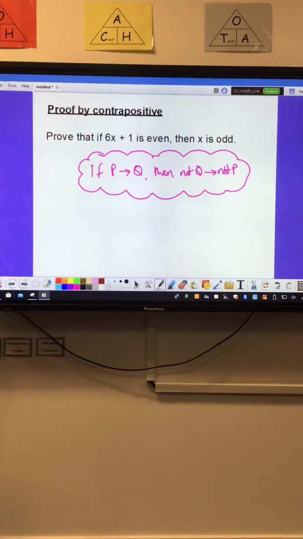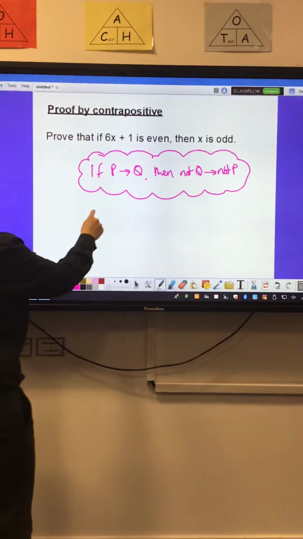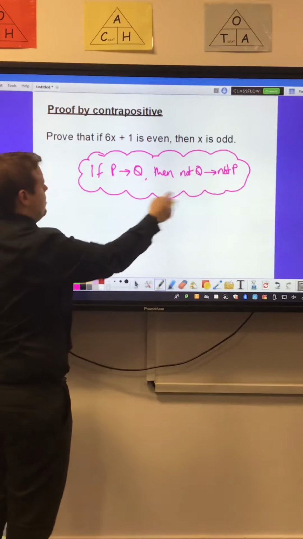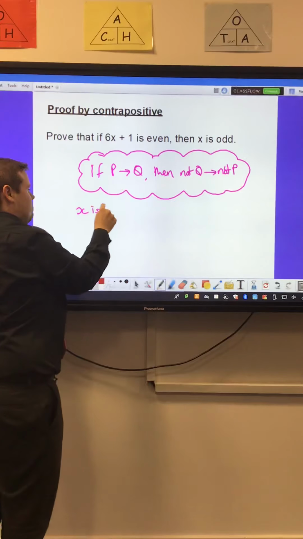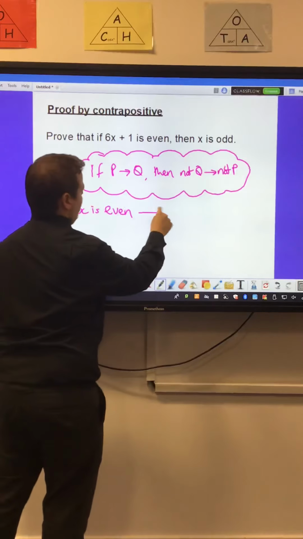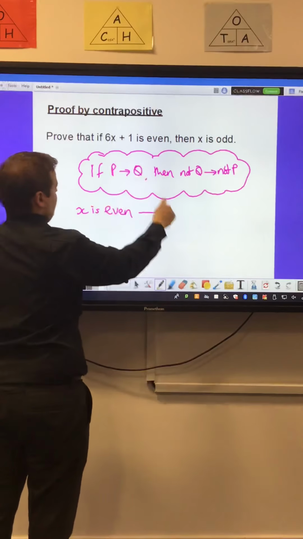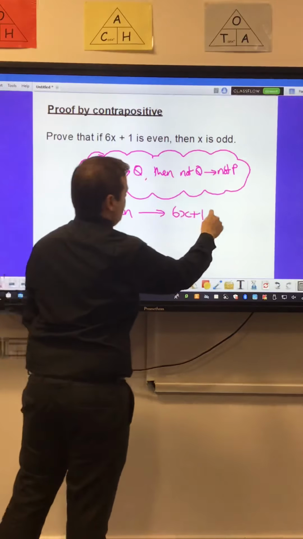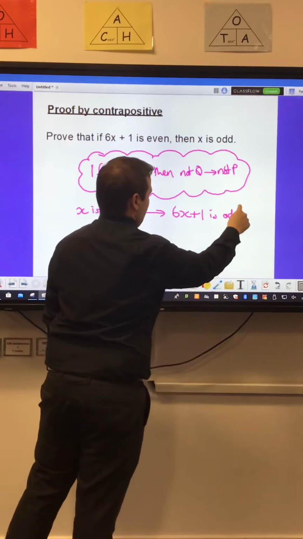So for this one, what does that mean? Well, we are going to say that x is odd, the negation of that is x is not odd, which means x is even. That implies that 6x plus 1 is not even, which means it is odd.